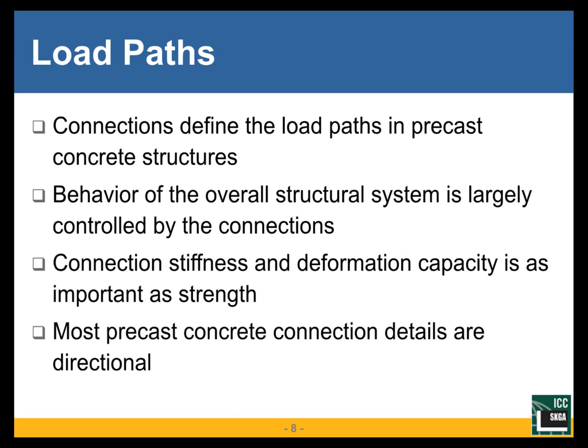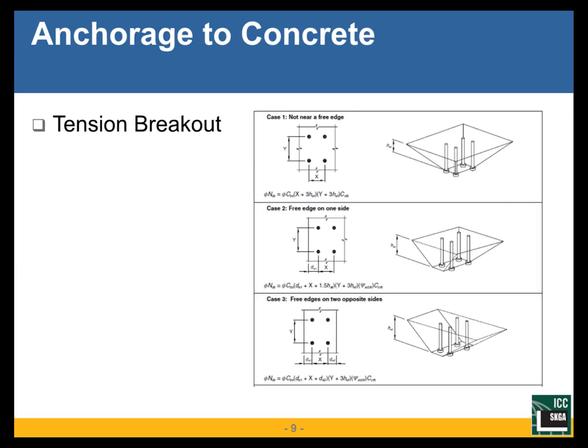Most precast concrete connection details are directional. That is, they're not monolithic joints. Usually, they are set up to specifically transfer a load in a specific direction or multiple directions, but not to create restraint in undesired ways. And one of the bedrock key portions of ACI 318 is to provide for anchorage to concrete so that we can develop our connections at these joint interfaces.